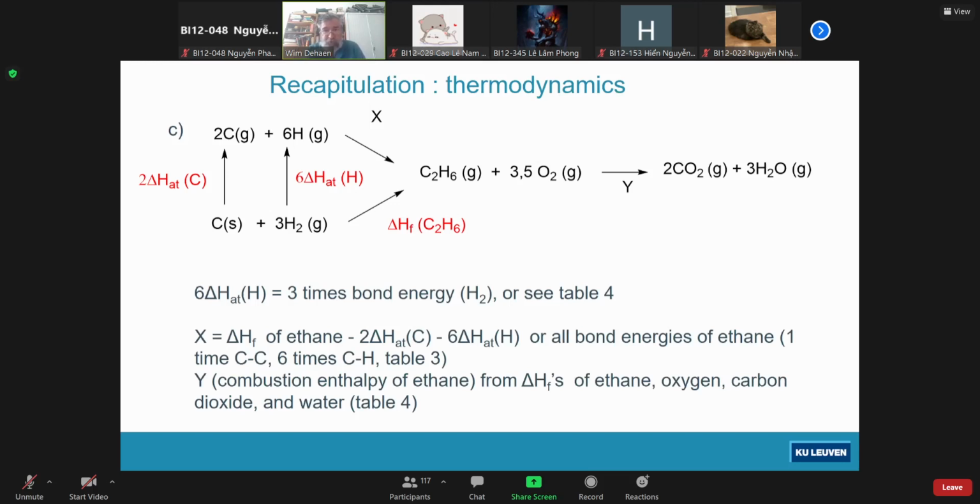So this is a reaction. And for any reaction, you can calculate the reaction enthalpy change, in this case Y, by taking the formation energies of the products with the right coefficients, and then subtracting from that the enthalpy changes of the starting materials, in this case ethane and oxygen, with the right coefficients. These you can also find in table 4, these delta HFs.